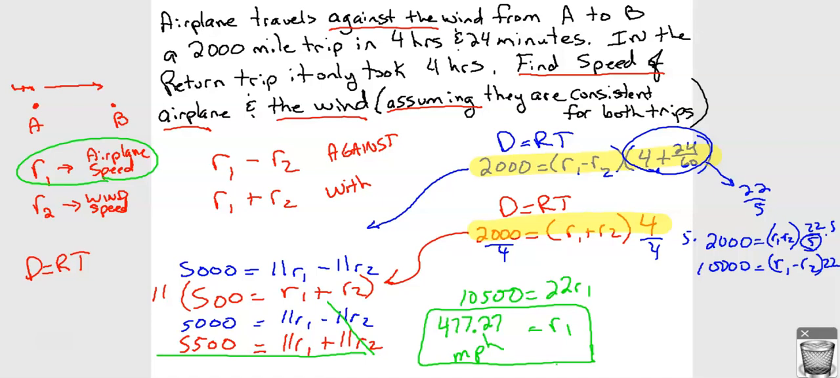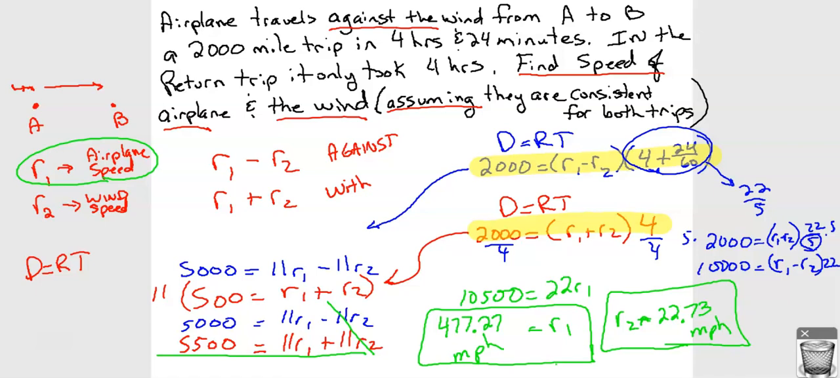All right, and then you can plug that back in to find R2, and R2 is the wind speed. The wind speed is approximately 22.73 miles per hour, which is still pretty windy. But that's how you set up a system of equations.